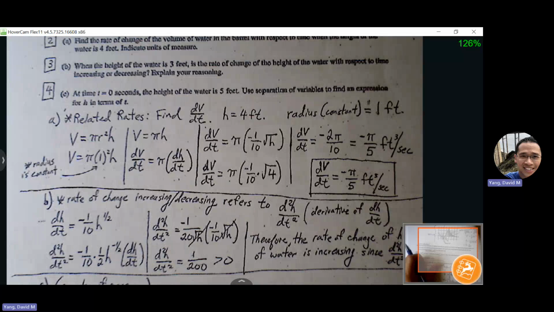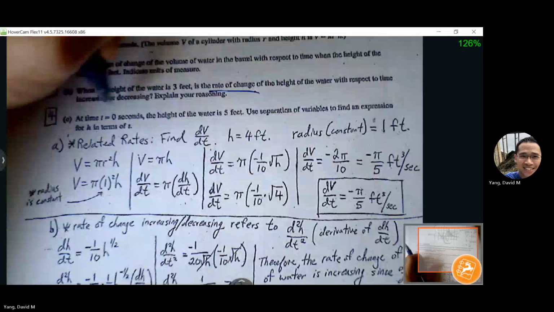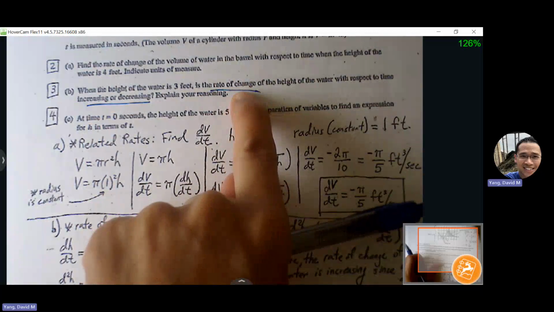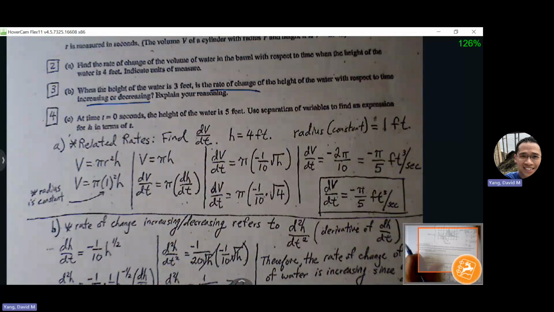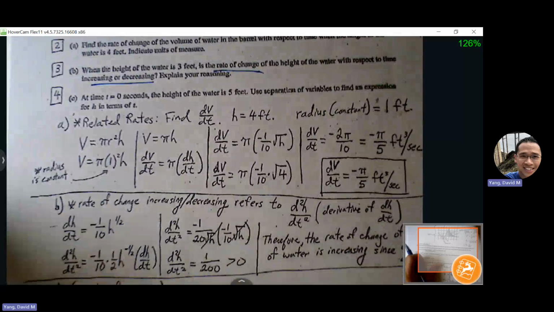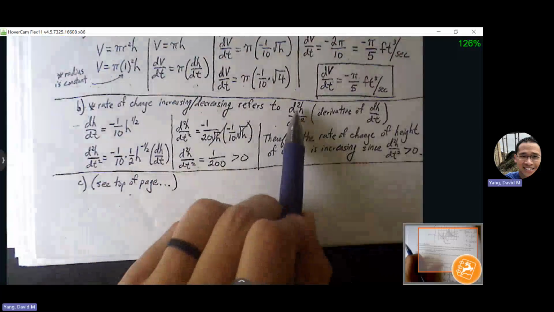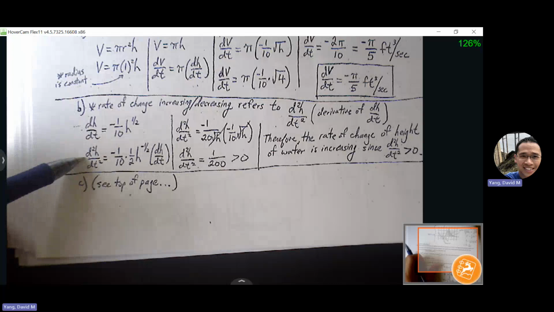Part B: when the height of the water is 3 feet, is the rate of change of the height increasing or decreasing? So we're asking if the rate is increasing. We know the rate is already at the first derivative level. Increase or decrease is going to take it down to the second derivative level. So we have to find the second derivative. Right? So rate of change refers to d2h over dt2. So we start off with dh/dt. Find the derivative. We know this becomes d2h over dt2.